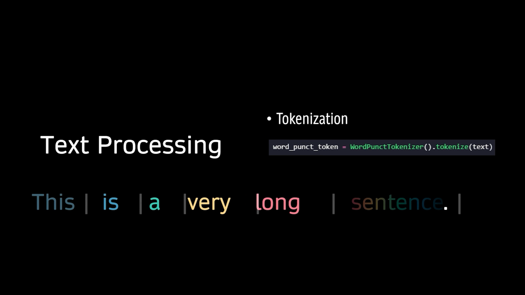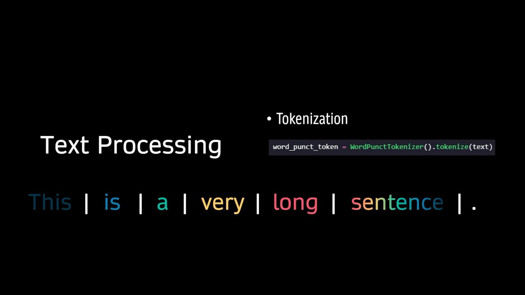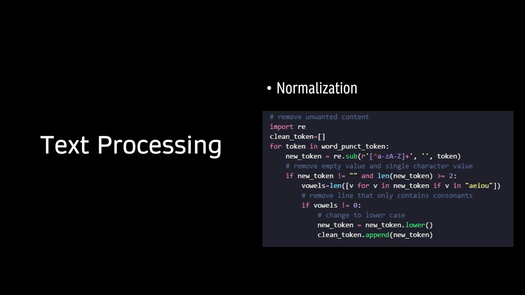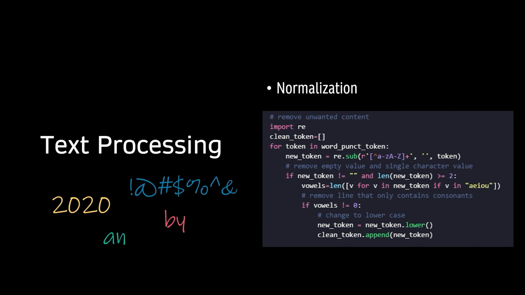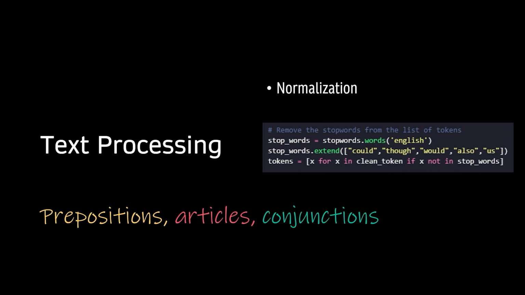The third step is to tokenize the text into a list of tokens. Then, normalize the tokens by removing non-alphabetical tokens, single character tokens, tokens with consonants only, and the stop words. If a gigantic dataset is used, removing these tokens may improve the speed of the model significantly.